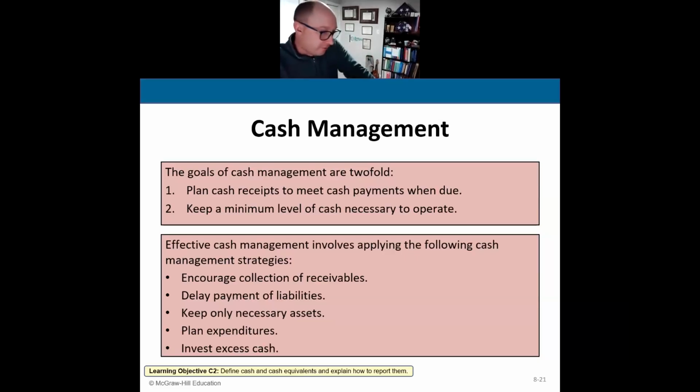If you're in business for yourself, let's say you have a mobile food truck, you got to make sure you got enough cash in the bank to cover your expenses. Fuel, insurance, inventory, all those important things. That's number one. Make sure you got enough cash. And pay your bills on time. License fees, etc. Step two is minimum level of cash necessary to operate.